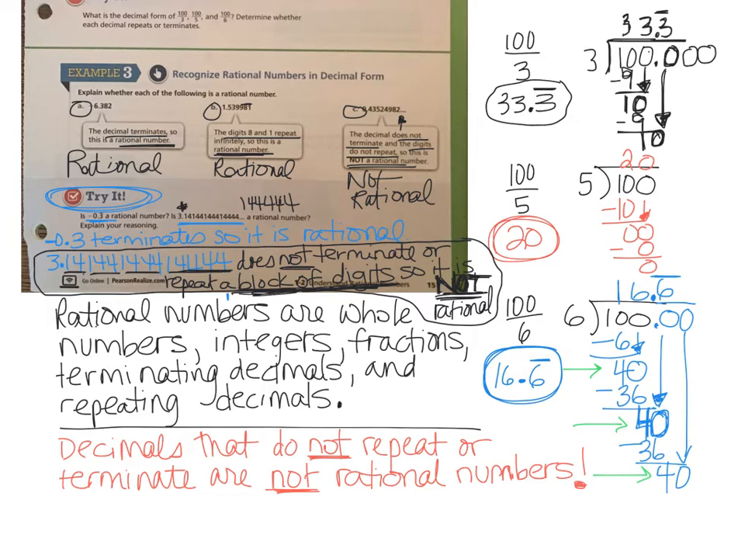So there is a pattern to it, but what we don't have is that repeating of a block of digits, which means this is not a rational number.